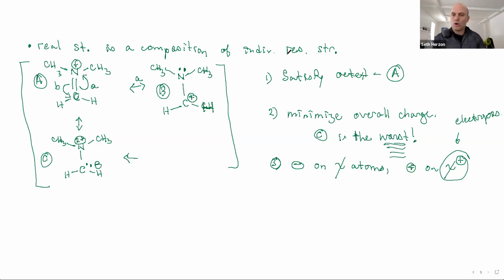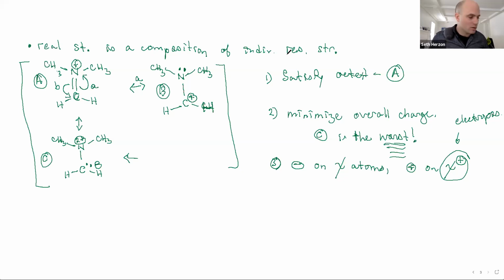One is the most important. It's the thing that carries the most weight. Okay, 2 then follows, and then 3 is kind of the final consideration if you're really trying to get in there and parse structures.